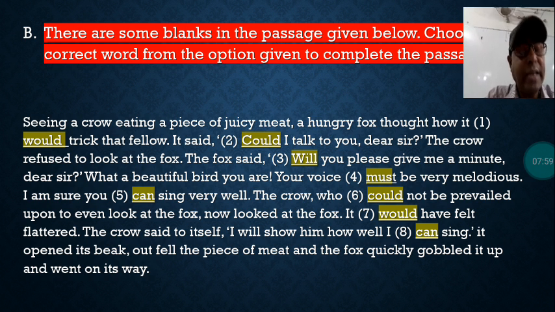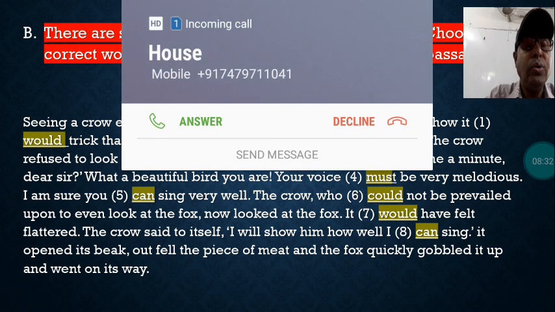For the second blank you have been given three options, that is could, would and may. Out of that, the most suitable and correct modal will be could. Could I talk to you, dear sir? The crow refused to look at that fox. The crow didn't notice. It was busy eating. The fox said, will you please give me a minute? Again the fox requested the crow.